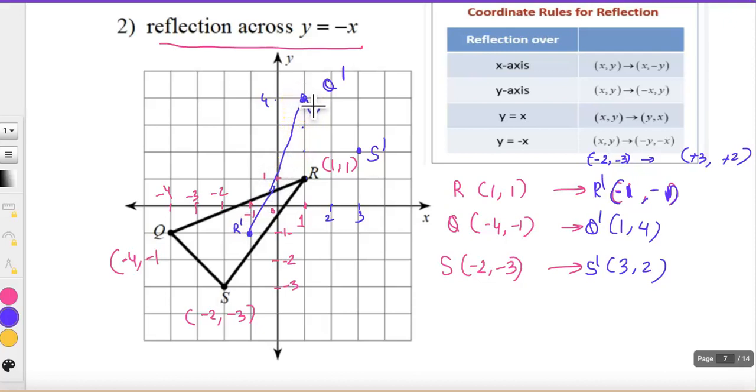It's just my writing pad over here. So there you go, and we got the reflected image. Yes, you see this one? So this is a reflected image, R prime, Q prime, S prime.